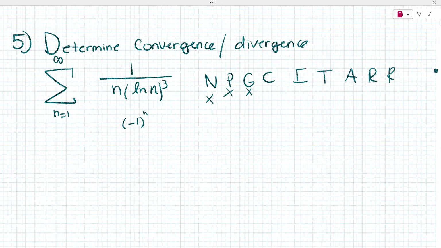Could we use the comparison? Maybe. Could we use the integral test? I think we can definitely use the integral test, so I think we'll do that. I also think we could use the comparison test because it's technically in a rational form, right?